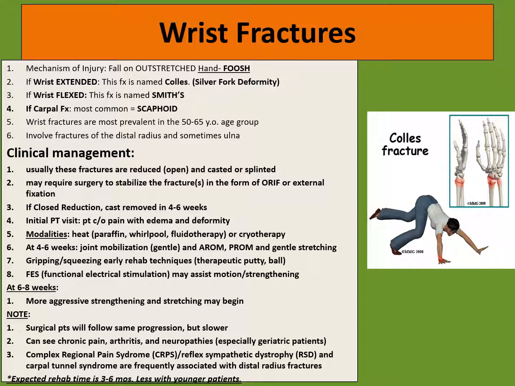The clinical management depends on the severity, on whether the fracture can be reduced with a closed reduction or requires an open reduction and surgery to stabilize the joint. And then, of course, the patient will be casted and immobilized. After the immobilization, we'll be working to control any inflammation or edema in the area using our modalities, and then work on progressing mobilization with passive and progressing to active range of motion, and then working on strengthening exercises and gripping exercises.